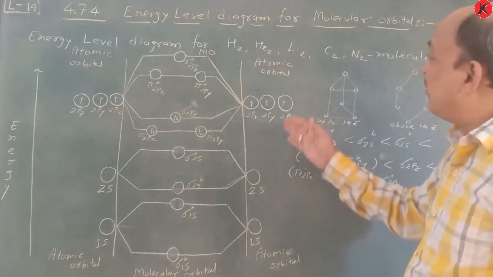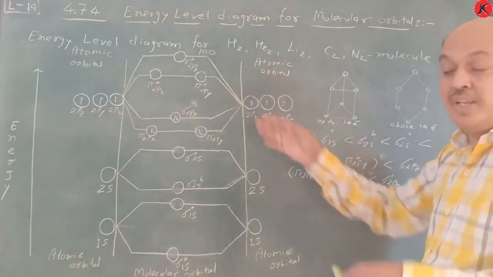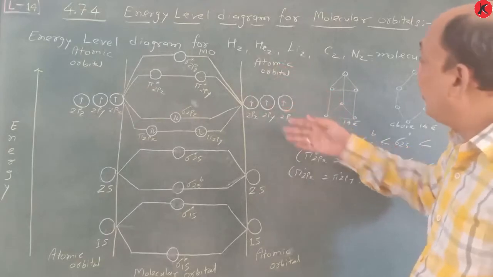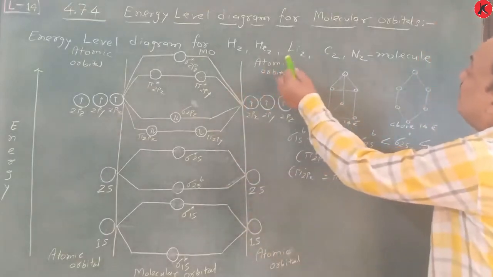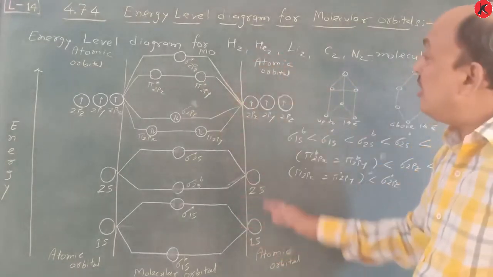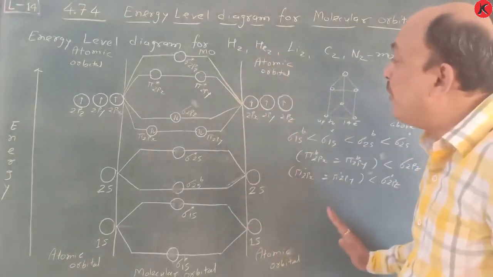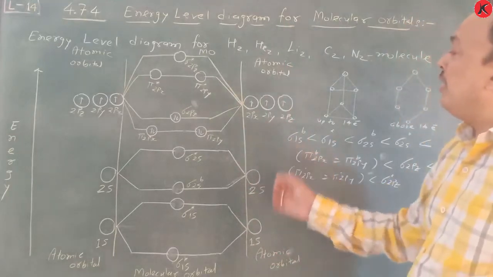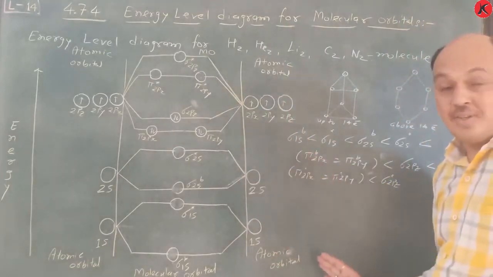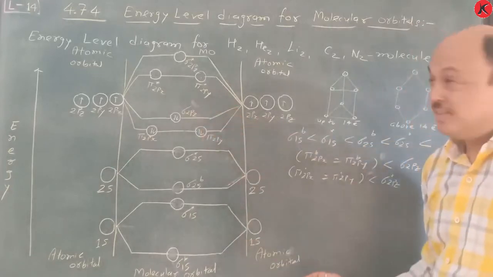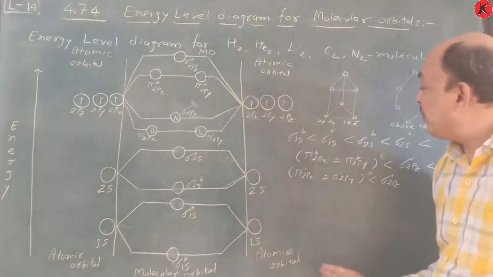Okay, so here I am not explaining it, it is included in your next topic. Okay, so this is for H2, He2, Li2, C2 and N2 molecule. You draw this particular energy level diagram. Remember this structure. Take a screenshot. Try to give maximum practice to this. Write it yourself. This is very easy, write it completely.